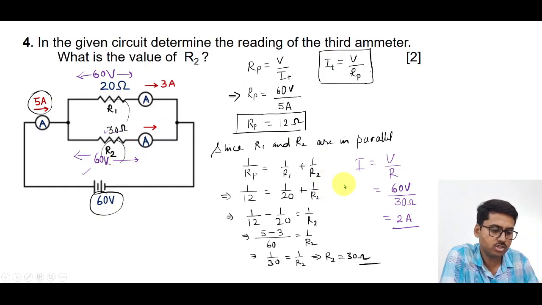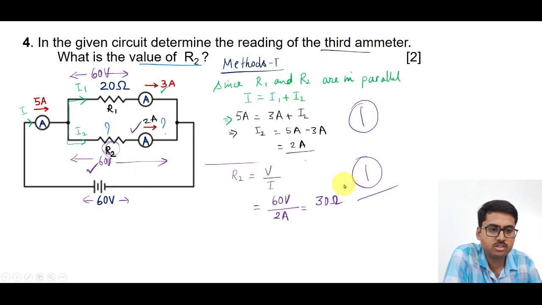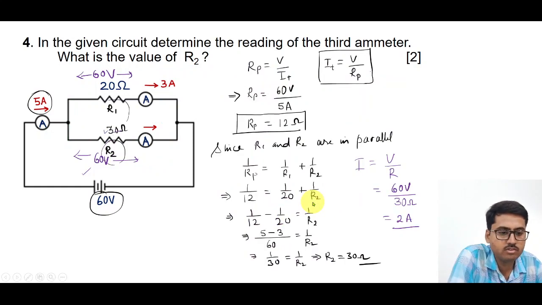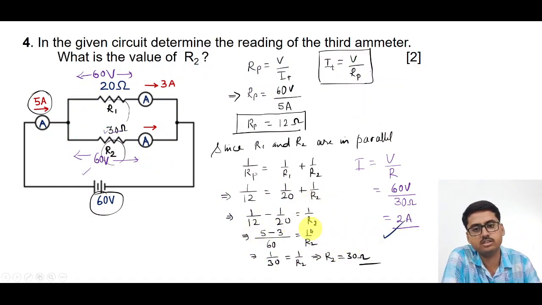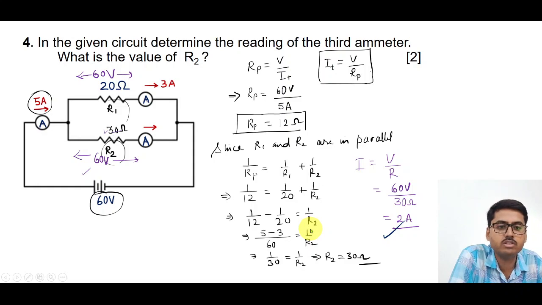So you can find either the current first or the resistance first. Both methods you can use. In the first method we calculated the current I2 and then calculated the resistance. In the second method we calculated the resistance and then the current. You can use any of the methods in the exam to find the answer. This is the solution of question number 4. I hope you have understood.